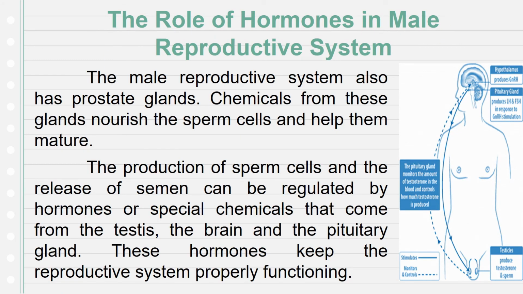The male reproductive system also has prostate glands. Chemicals from these glands nourish the sperm cells and help them mature. The production of the sperm cells and the release of semen can be regulated by hormones or special chemicals that come from the testes, the brain, and the pituitary gland. These hormones keep the reproductive system properly functioning.